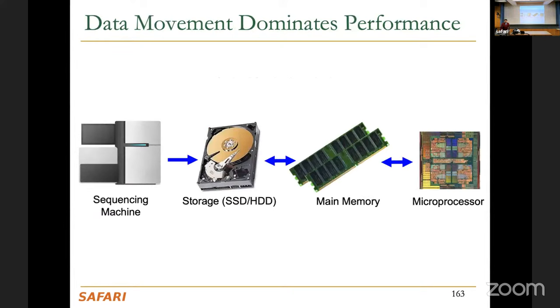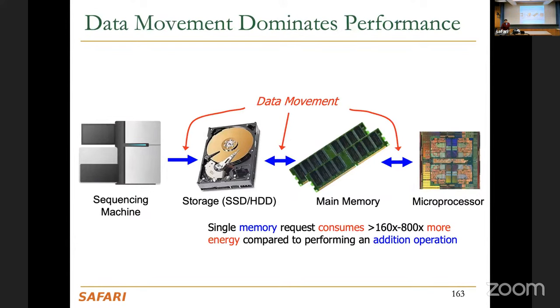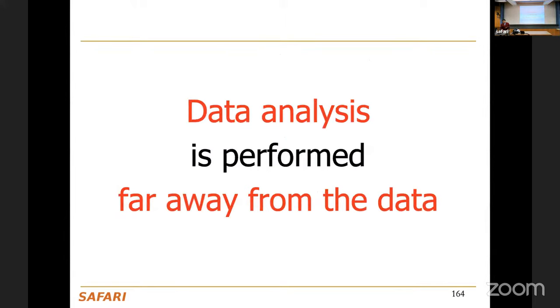This means that we have this particular sequencing machine and the data moves across the entire stack of the computer architecture system, from the storage to the main memory and then the microprocessors. There are lots of data movements and these data movements are extremely slow and they also require lots of power to make the analysis. So there is a performance and also an energy bottleneck to analyze such sequencing data. The main reason is that the data analysis is performed far away from the data, meaning it is performed far away from the sequencing machine.